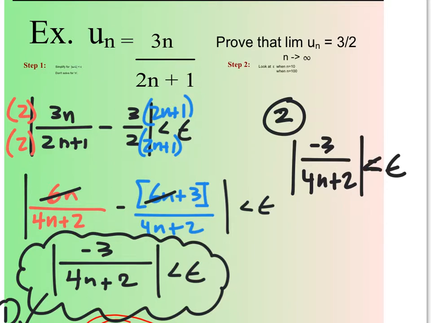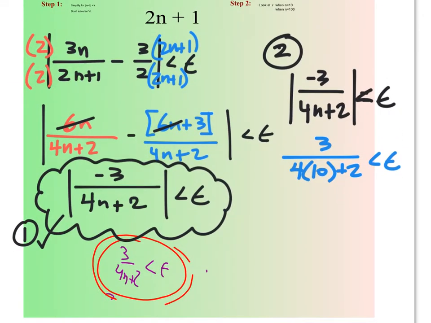Well, we could say epsilon's less than that. But we're going to plug in 10. So let's plug in 10. The absolute value of this would make no difference. So that'd be 4 times 10 plus 2. So epsilon is less than that, which gives me 3 over 42, which I believe comes out to 1/14. So epsilon would be less than 1/14.